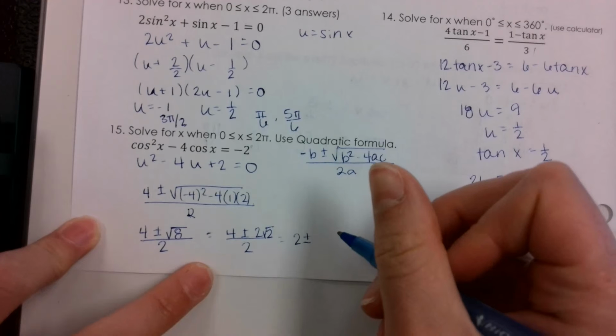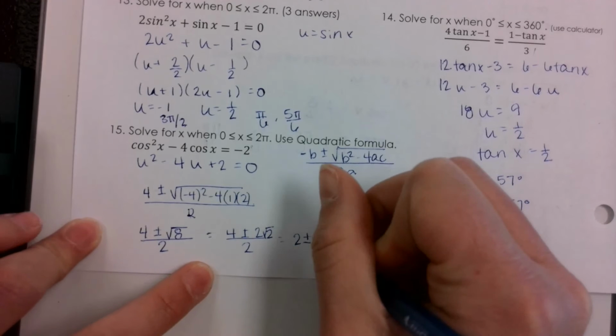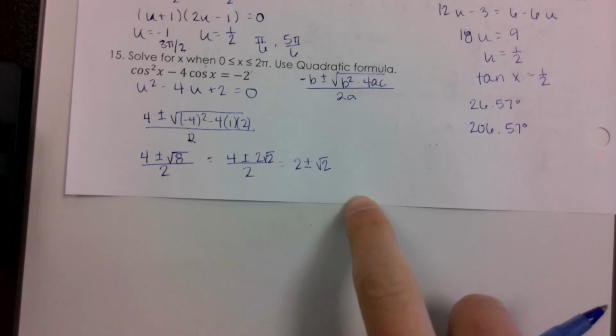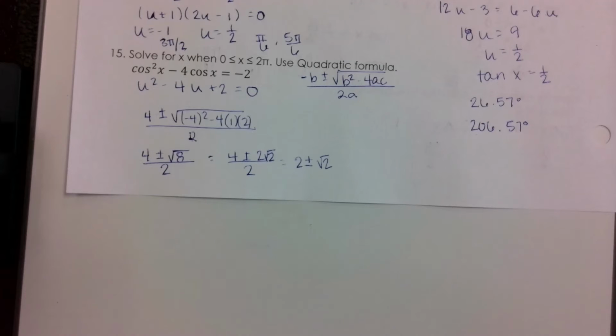Where am I at? I forgot. Is that okay? Sorry. So I'm feeling a little better. So we should have ended up with 2 plus or minus root 2. Yeah? Is that our final answer? No, that's just what u equals.